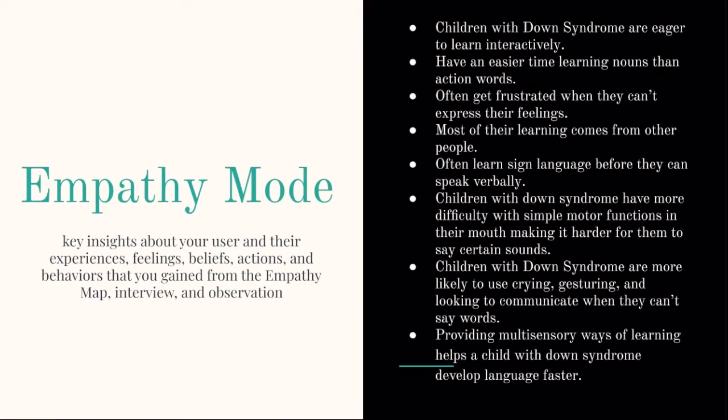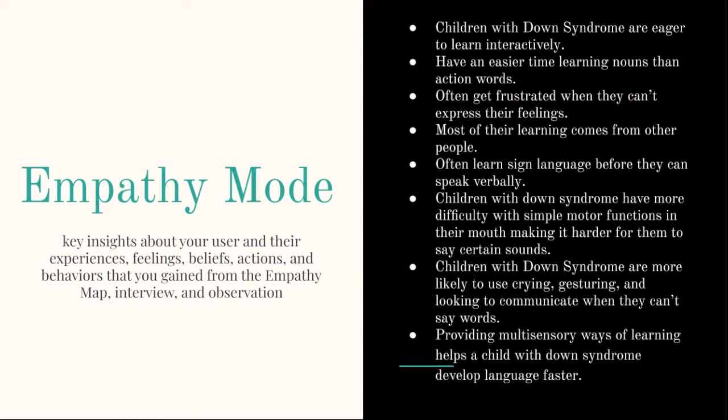Children with Down syndrome also often get frustrated when they can't verbally express their feelings. Children with Down syndrome do most of their learning from other people, meaning the phrases, sentences, and words they learn often come from the people around them, their parents, teachers, specialists.